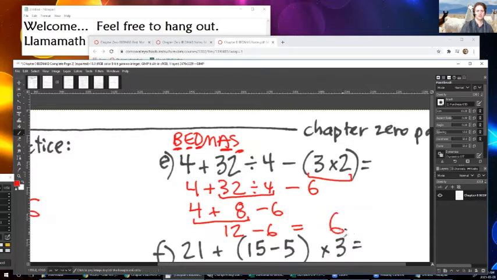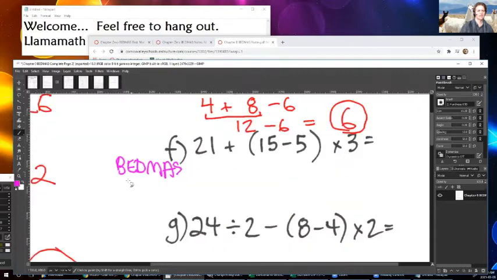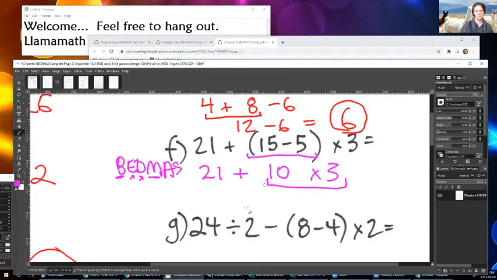That wasn't very nice. I wrote all over this next question. So. Okay, let's do brackets first. Oh, hey, there's the brackets. So 21 plus 15 minus 5 inside the brackets. It's 10, I believe. Yeah, that's right. Times 3. The next is there's no exponents, no division. There is a multiplication. So let's do that one. 21 plus 30. And now we can do the addition. 21 plus 30 is 51.